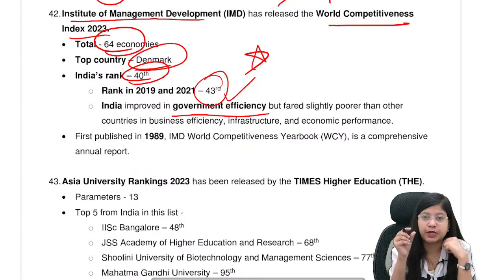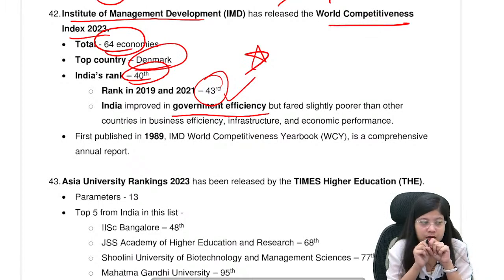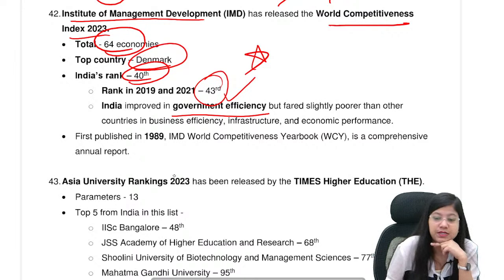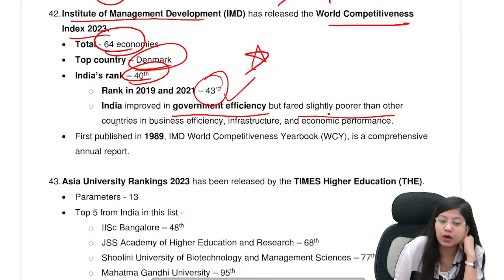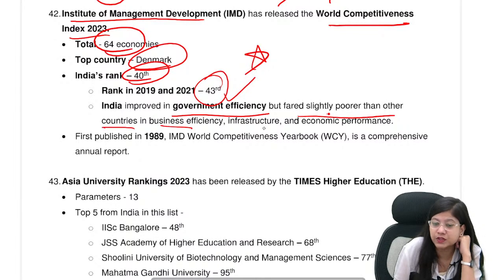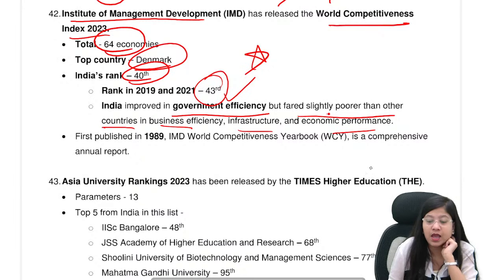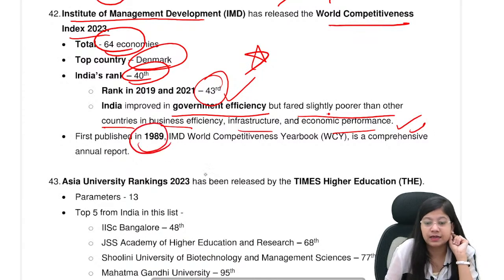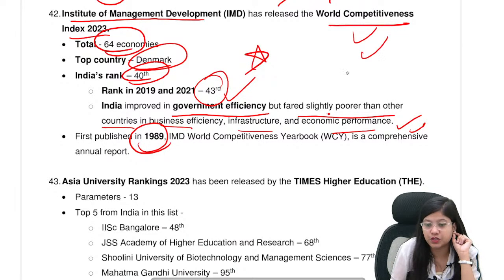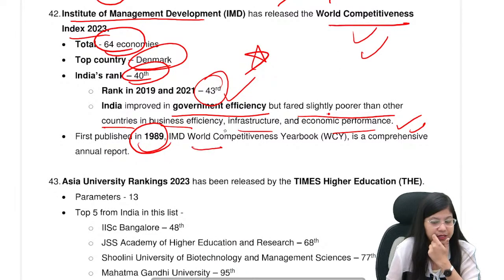And which is the particular sector or parameter in which we have improved? It is government efficiency. Okay. India has improved in government efficiency, but fared slightly poorer than other countries in business efficiency, infrastructure, and economic performance. Okay, so these are the sectors where improvement is needed. In 1989, this index was first published by the IMD.